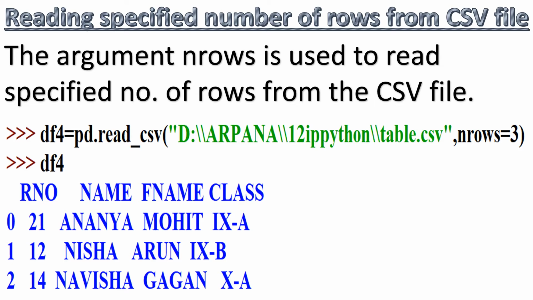So what it will do is it will extract only the first 3 rows of the file and it will create the data frame from those rows, from the given number of rows. So these are the first 3 rows and the df4 will have these 3 rows here.